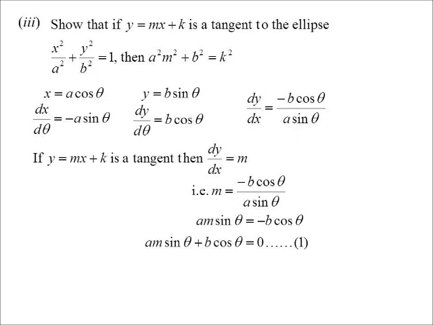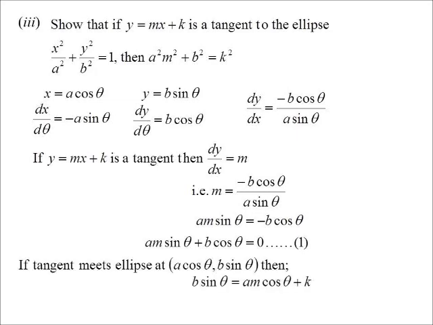The second idea that I'm going to use is that, hang on a sec, if the tangent meets the ellipse at the point (a cos θ, b sin θ), then (a cos θ, b sin θ) lies on the line. So it must satisfy the equation of the line. So b sin θ, the y value, must equal m times a cos θ plus k. And I'll rearrange that and get a second equation.